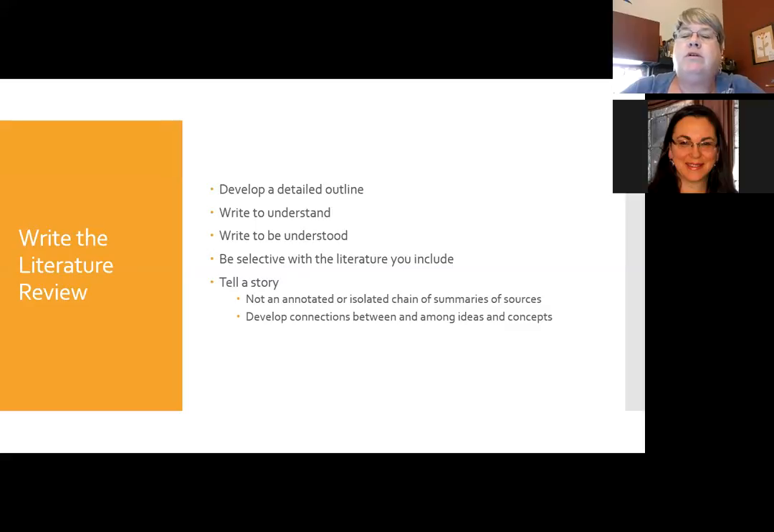As you're reading through and doing the research, you may change your focus. You might find other subtopics to put in. It may be rearranged. You may start with an emphasis on one thing, and then later it switches over to emphasizing another element. But developing that outline gives you a framework on which to hang your literature review.